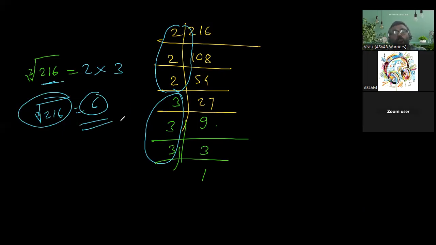So remember, square root and cube root. You can find both the answers using the prime factorization method, but in square root you need to form a pair of two numbers. In cube root you need to form the pair of three numbers together.